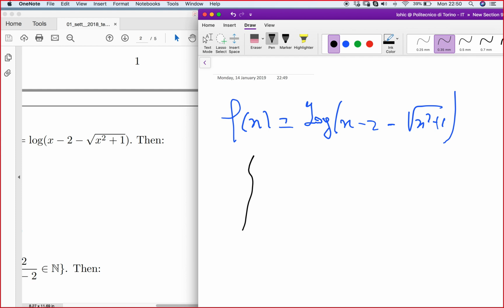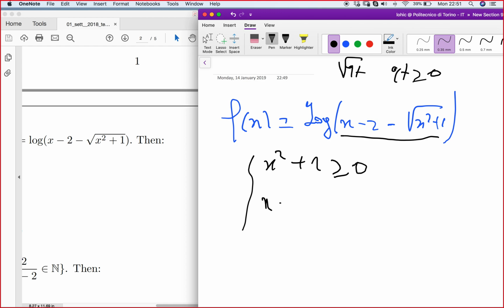By the way, when I look at this domain, I have a square root, right? If I have the square root of a quantity, the condition is that the quantity should be greater or equal than 0. So the condition here is x squared plus 1 greater or equal than 0. Then I also have the logarithm of a quantity, and the condition is that the quantity should be strictly greater than 0. So we have x minus 2 minus the square root of x squared plus 1 that should be strictly greater than 0, because you cannot take the logarithm of a negative number, not even of 0. These are basically the two conditions that we have, the root condition and the logarithmic condition. Okay?